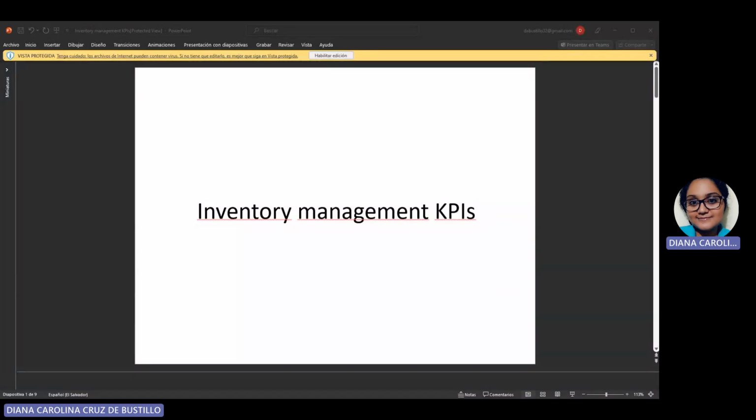Welcome everybody, and thank you so much for joining another session of inventory management. Today we are going to give you a new topic, which is some KPIs related to inventory. We are going to go slowly. Today we are going to see one of them, which is very important. It's called inventory turnover, and we are going to be making a series of exercises regarding this particular inventory. Okay.